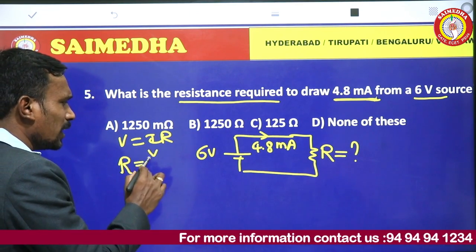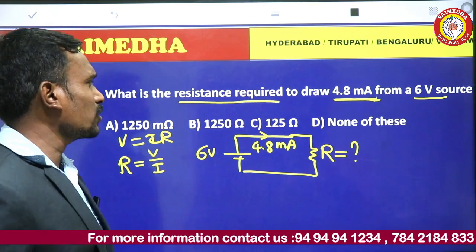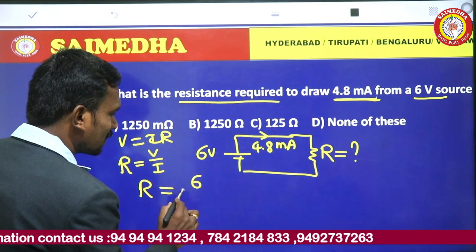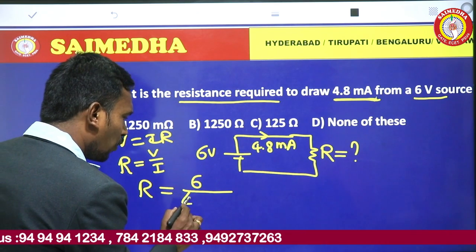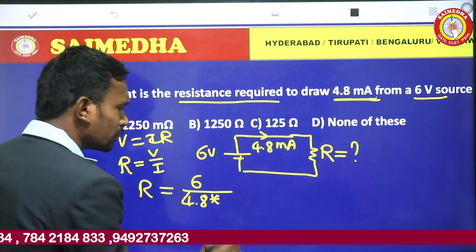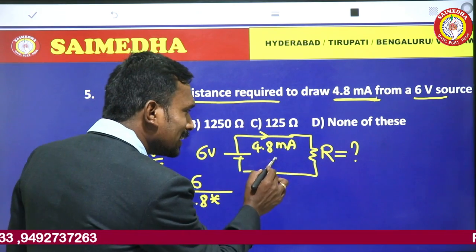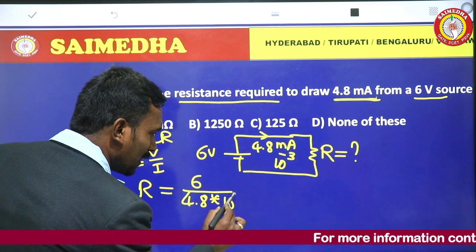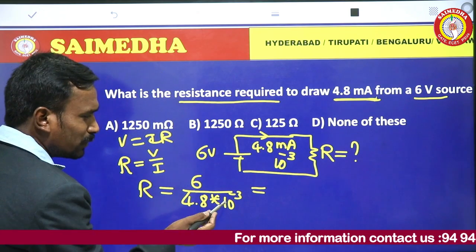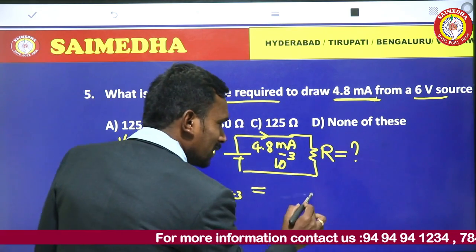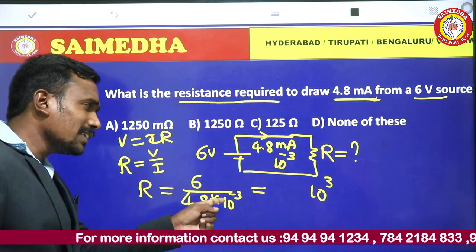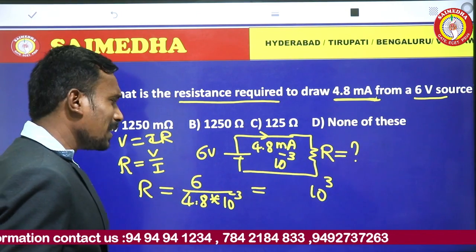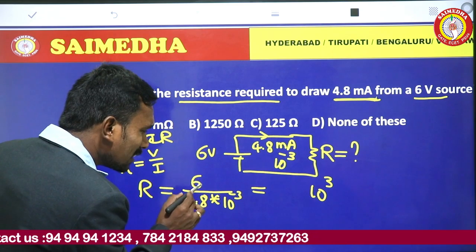R is equal to V by I. So tell me, R is equal to V, which is 6, upon 4.8 into milli. Milli is nothing but 10 to the power of minus 3. Now tell me what is the answer. If this 10 to the power of minus 3 goes into the numerator, it becomes 10 cube, minus 3 goes to plus 3. So 6 by 4.8.